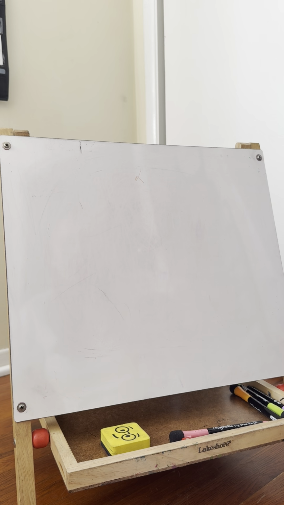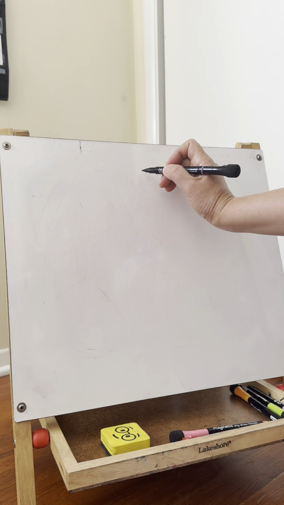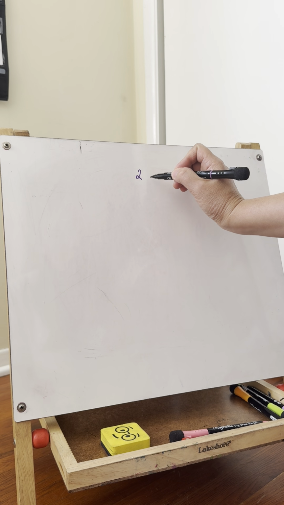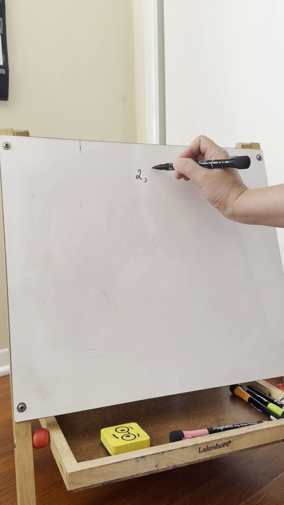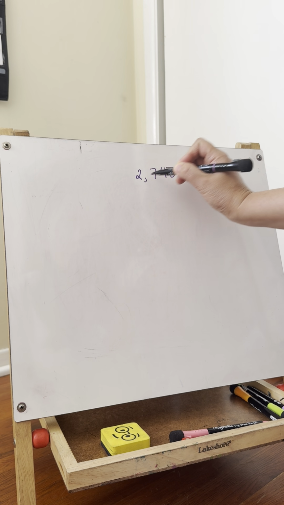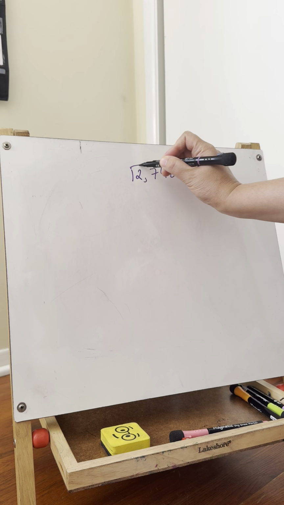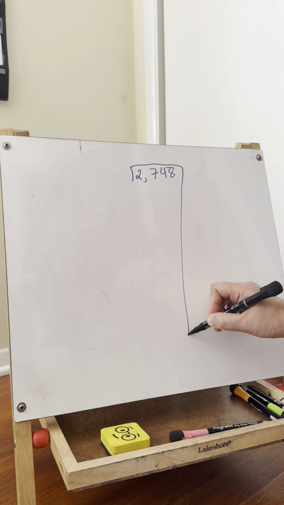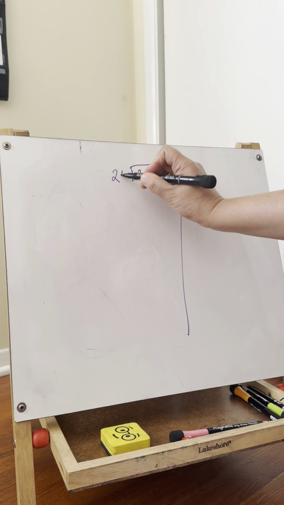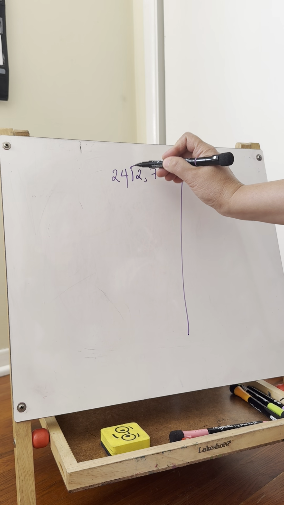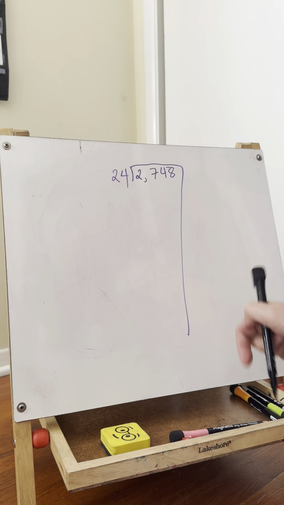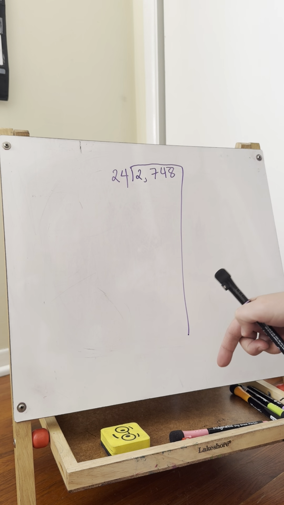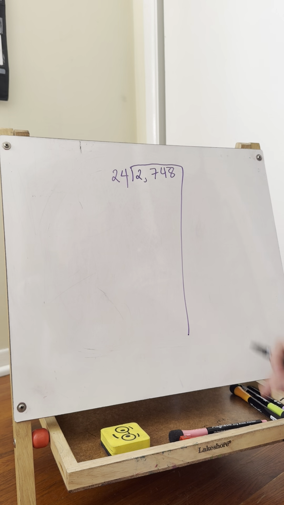Okay, let's start. Let's try 2,748 divided by 24. Okay, so my son calls this a big 7 because you can see it as a 7 in there. 6, 7. No, it's not 6, 7.